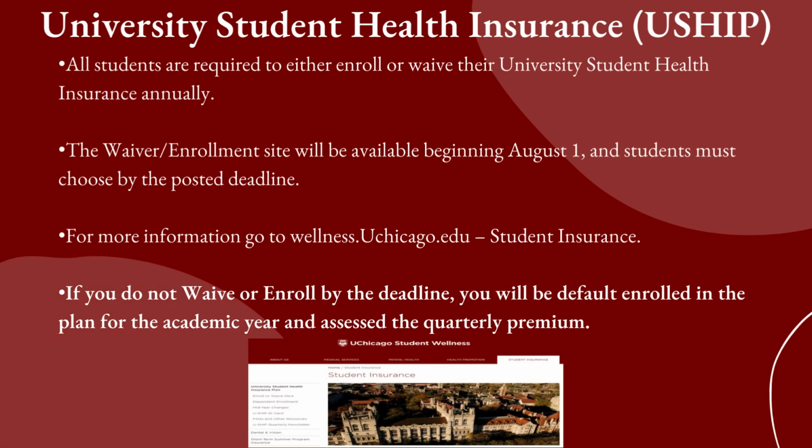As a helpful reminder, all students are required to either enroll or waive their university student health insurance annually. The waiver/enrollment site will be available beginning August 1st, and students must make a choice by the posted deadline. For more information, go to wellness.uchicago.edu/student-insurance. If you do not waive or enroll by the deadline, you will be default enrolled in the plan for the academic year and assessed the quarterly premium.